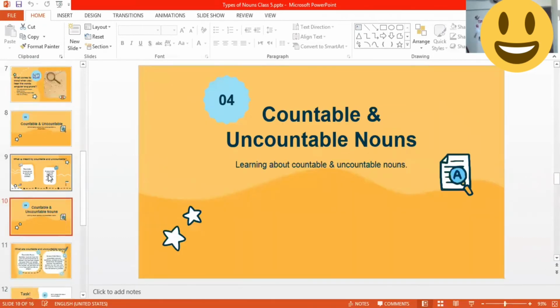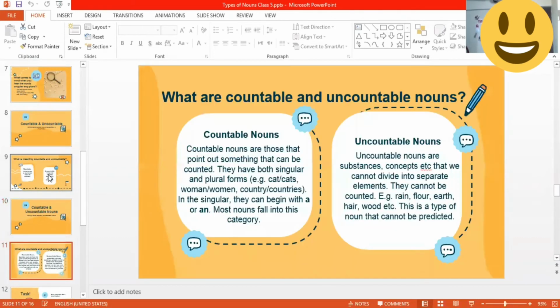Now, what are uncountable and countable nouns? Well, countable nouns are those that point out something that can be counted. They have both singular and plural forms. Like cat, cats, woman, women, country, countries.